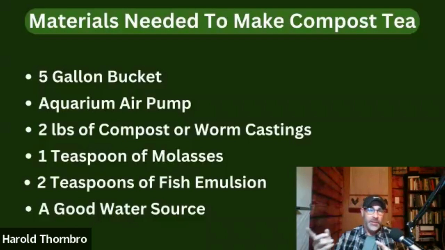How you make it: you stick the hose of the bubbler into this. You put that stuff in a bag. Ideally, you can just put it in the water, but then you have to filter it out. You put all this stuff in the 5-gallon bucket with the water. You might have to tie a rock or something onto the hose of the air pump, stick it down in the bottom, and let those bubbles bubble for about 24 hours.